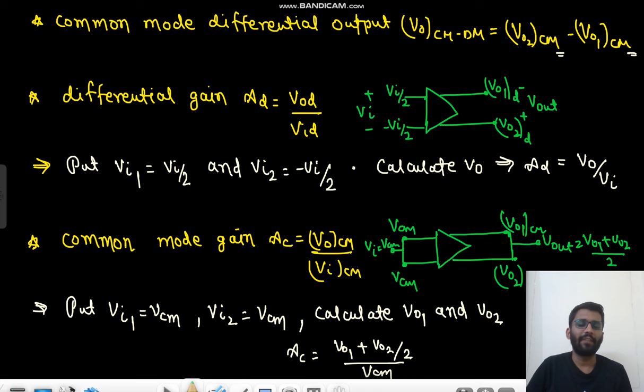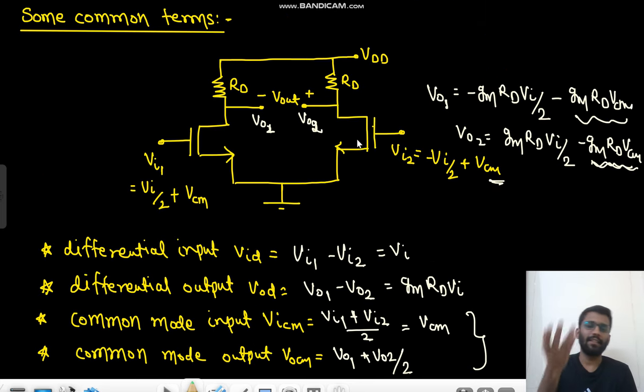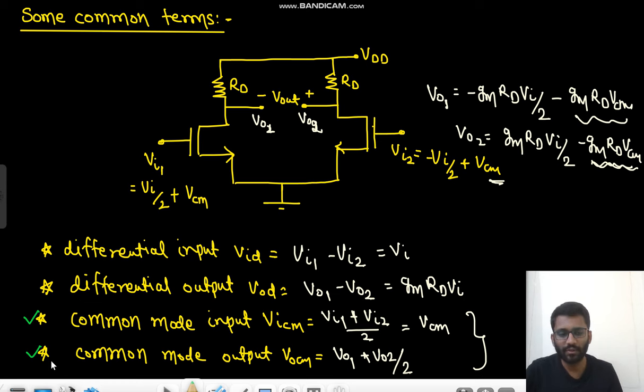Now when we are doing the calculation here, we are getting double-ended output and we are subtracting those. When it comes to noise, we are subtracting the noise. So what is the need of these two factors, common mode input voltage and common mode output voltage? When we are only subtracting, what is the need of these two?